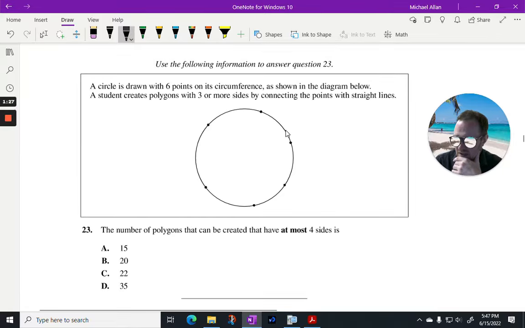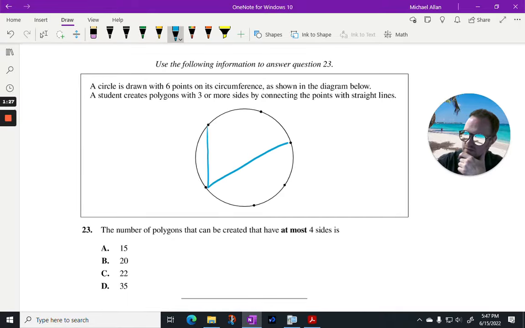We got polygons, 4-sided polygons. To draw a 4-sided polygon, you just need 4 sides. So I can choose any 4 sides here. It doesn't matter what order. I can only draw one 4-sided polygon there. But polygons don't have crosses, so there's only one way to draw a polygon here. But you just need to pick 4 sides.